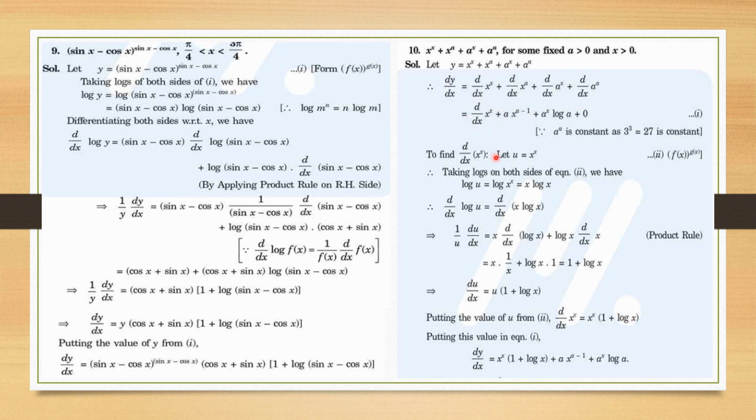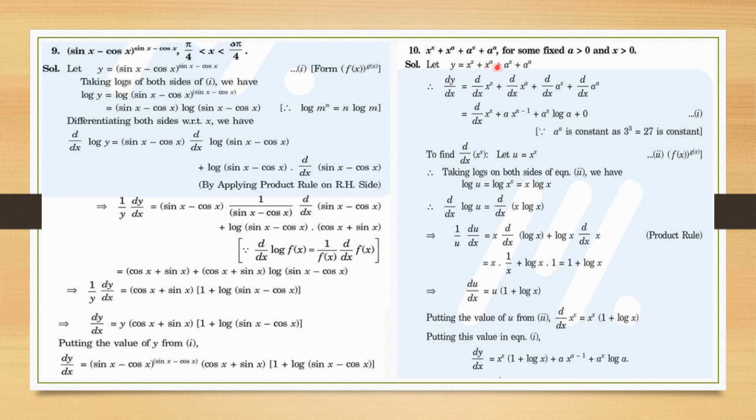You know x raised to power x is to be differentiated using logarithmic differentiation because it is function raised to power function. So we will take log both sides. So it is log u, and the derivative of log u is equal to d dx of x log x using product rule. I think earlier we also have done it. So it becomes du by dx as u times 1 plus log x. So d dx of x raised to power x is x raised to power x times 1 plus log x.